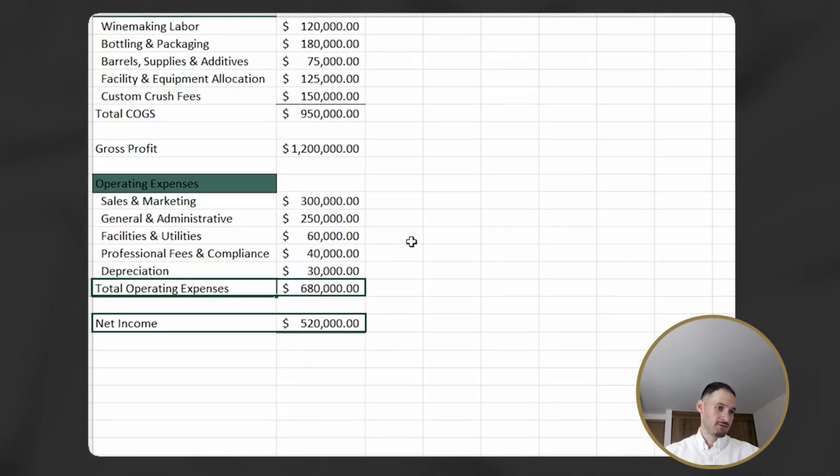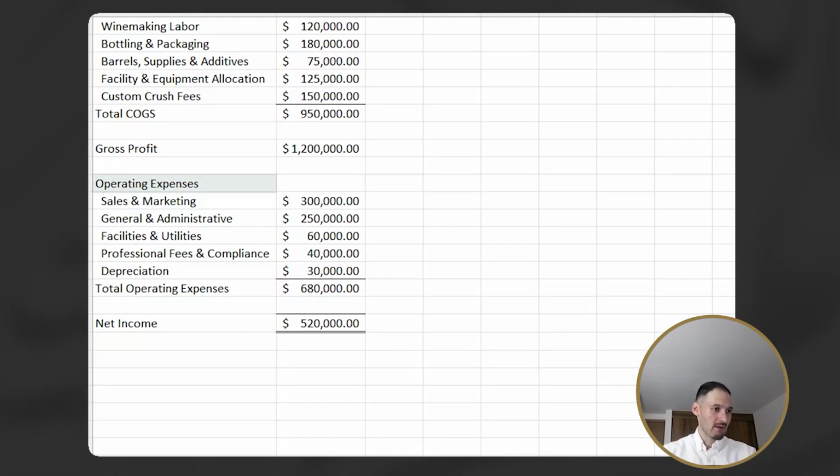At the bottom, you'll see net income of 520,000. So this would be gross profit minus operating expenses, which is 520,000. In this example, it will have a 24% net margin. That's pretty healthy for a small to mid-sized winery. But remember, net income isn't cash flow. You can show a profit on paper and still be short on cash if it's tied up in barrels, inventory, or accounts receivable. A strong winery P&L should always be reviewed alongside your balance sheet and cash flow to see the full picture. So let's recap.